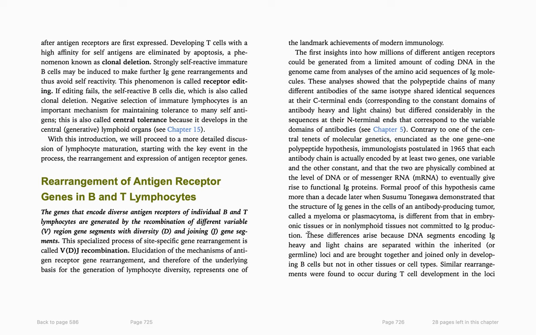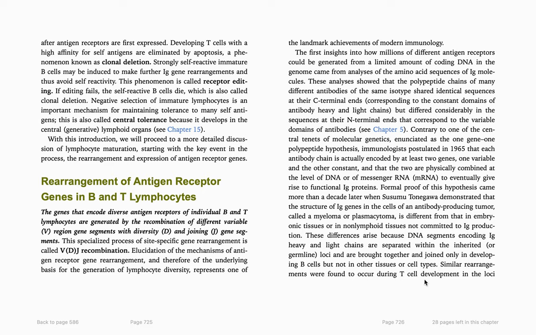Formal proof for this hypothesis came more than a decade later when Susumu Tonegawa demonstrated that the structure of Ig genes in cells of an antibody-producing tumor, a myeloma or plasmacytoma, is different from that of embryonic tissue or non-lymphoid tissue not committed to Ig production. These differences arise because DNA segments encoding Ig heavy and light chains are separated within an inherited germline locus and are brought together and joined only in the developing B cell, but not in other tissue or cell types.